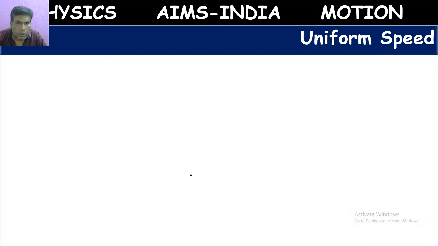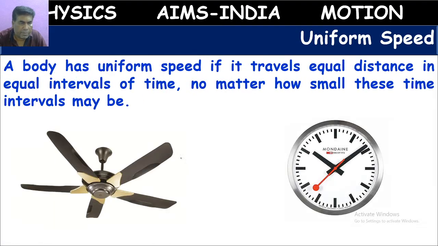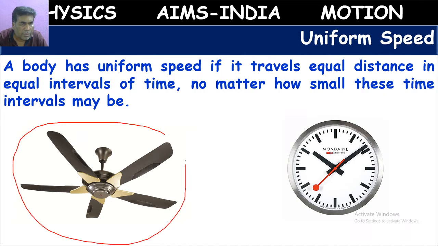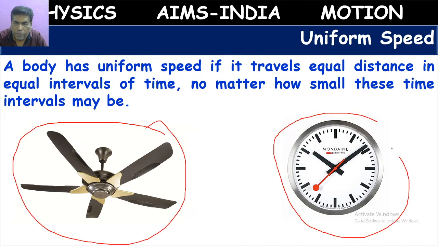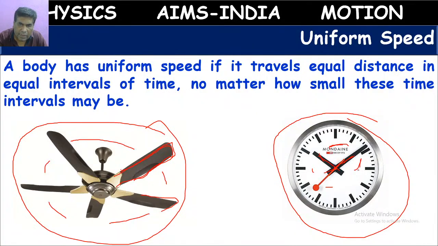Next, uniform speed. If you take the example of a ceiling fan or the hands of a wall clock, we call these the blades of a ceiling fan. If you observe the motion of the blades of a ceiling fan or the seconds hand, minutes hand, or hours hand of a wall clock, what do we observe? They move in different directions. Their direction is not constant.